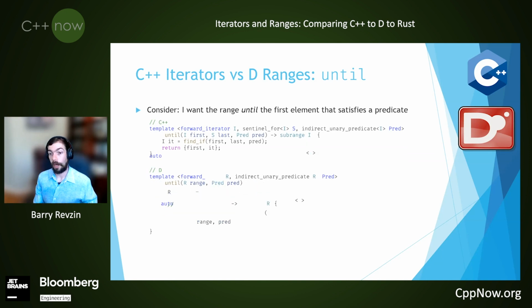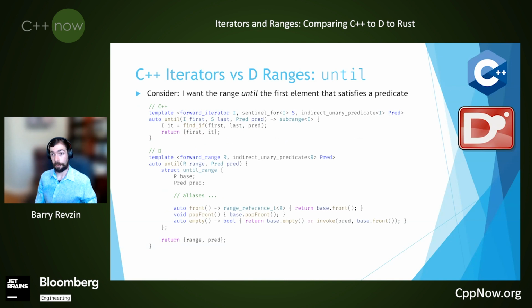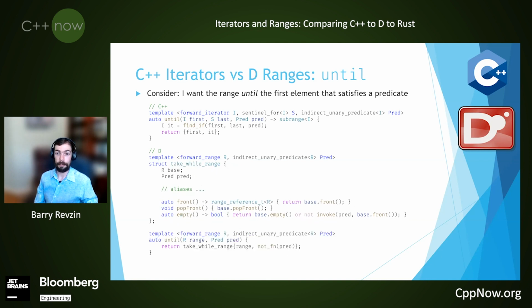So one thing I can do is write my own range. I can produce an until range, where until range is a lazy range that produces all the elements until this predicate is satisfied. And indeed, this is fairly straightforward to do. And then I can return an instance of that. This is actually slightly different, because my D implementation here is completely lazy, whereas my C++ implementation is actually eager. But this is still useful, right? And in fact, this until range here might be more recognizable to people as takeWhile range, which is a separate range adapter that's quite useful.